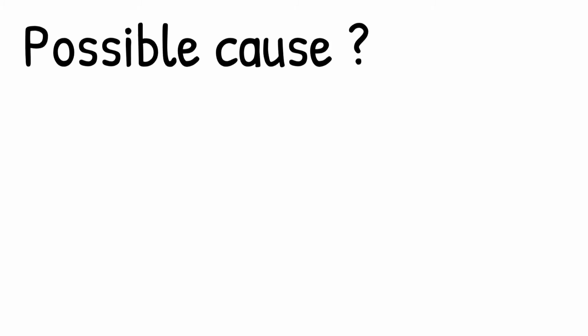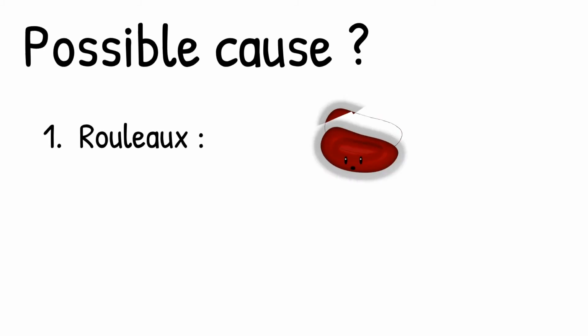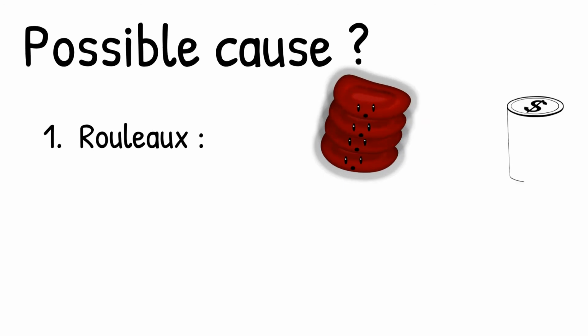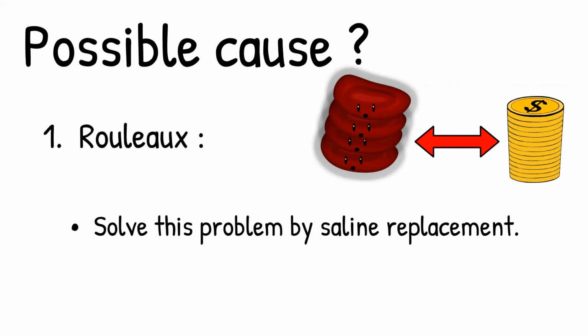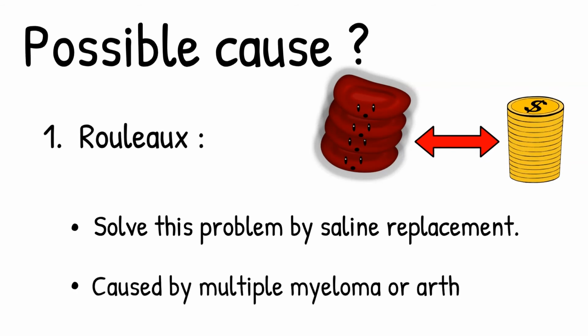There are a few possibilities that can cause this type of reaction. The common ones are rouleaux and cold antibody. So you will take a look under the microscope. If you see the morphology of a stacking of red blood cells, that means you have rouleaux. We can solve this problem by performing saline replacement. Once you perform saline replacement, you should not see agglutination, and that confirms your suspicion of rouleaux. Possible causes of rouleaux are patient conditions, such as multiple myeloma or arthritis.